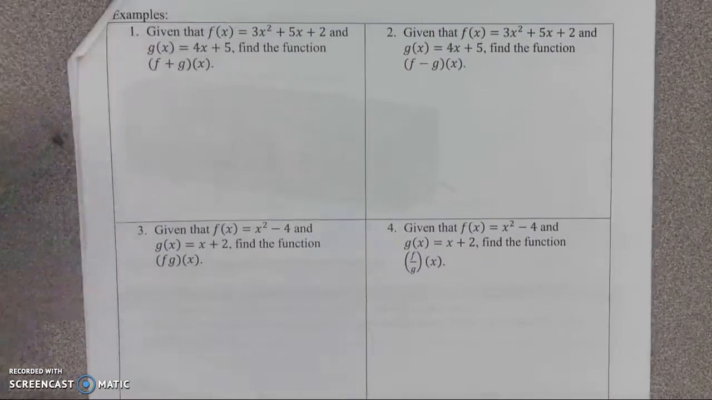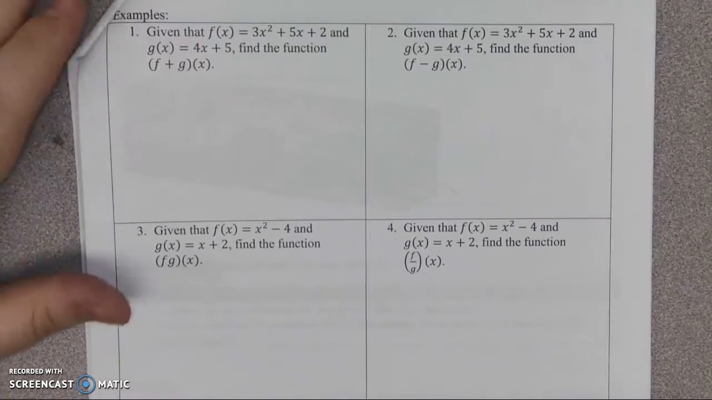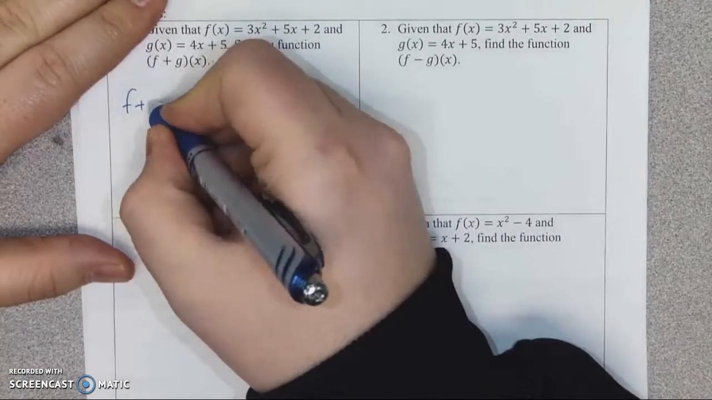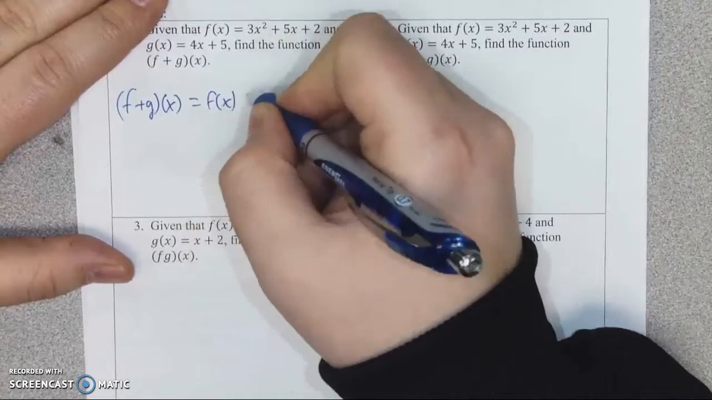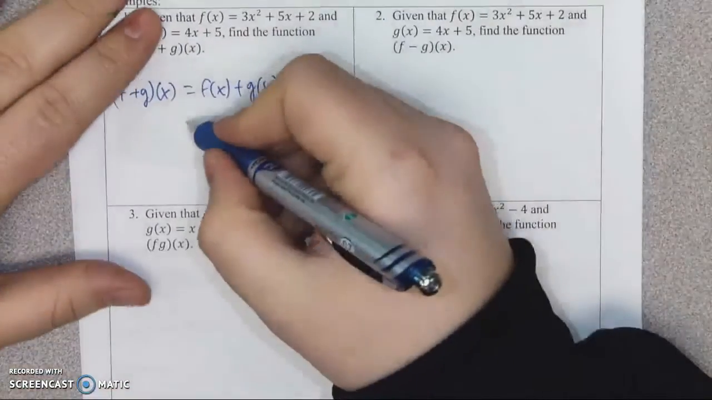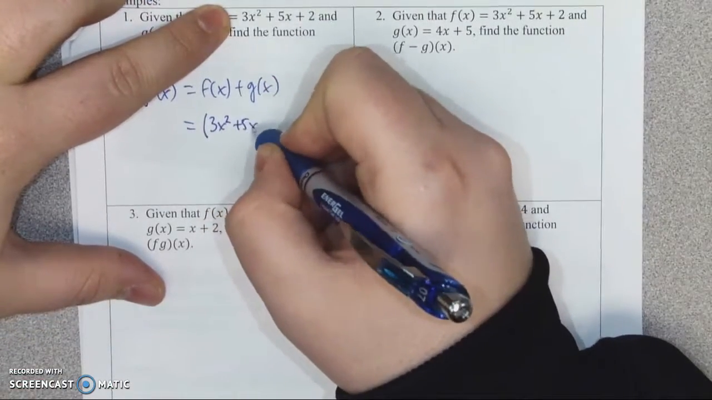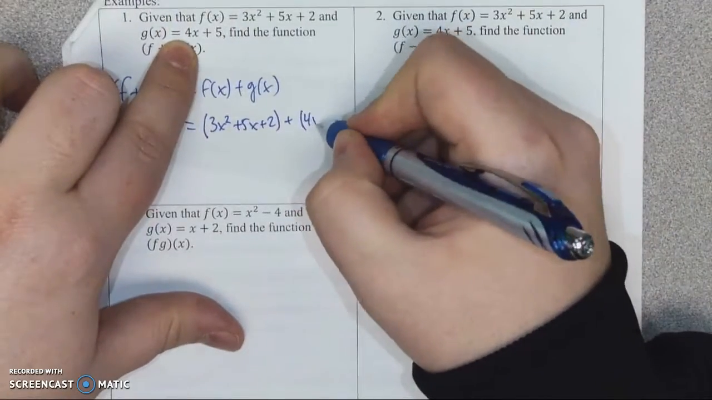Number 1, given f of x is 3x squared plus 5x plus 2, and g of x is 4x plus 5, find the function f plus g of x. So we're going to rewrite this f plus g of x as f of x plus g of x. We know what f of x is, so we're just going to plug in f of x. It's 3x squared plus 5x plus 2. Plus, we know what g of x is. It's 4x plus 5.